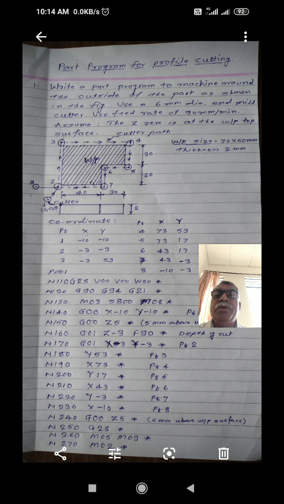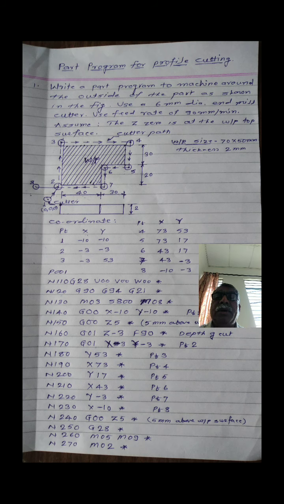This dotted line shows the cutter path, how the cutter moves to perform the machining operation. A small circle shows the cutter diameter. Diameter of the cutter is 6 millimeter. Means you have to move the cutter from point 1, point 2, point 3, point 4, 5, 6, 7 and 8. This is the movement of the cutter. Means this is a tool path to perform the machining operation.